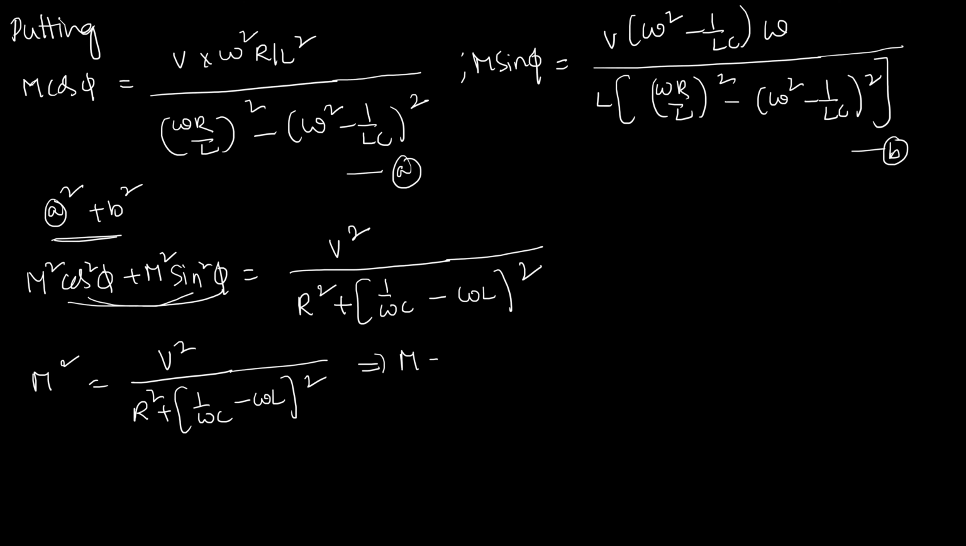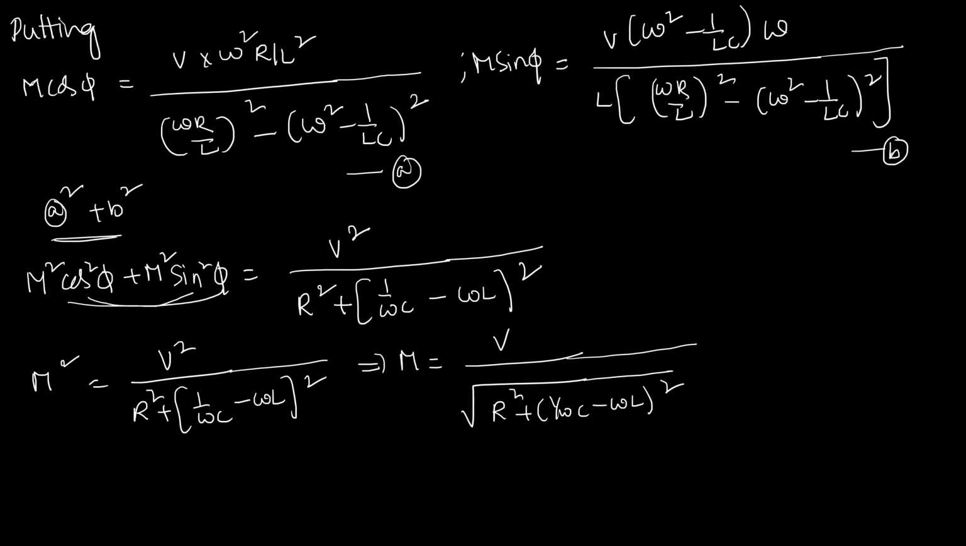Okay, so I want M. So then what I should do now? So take the square root on both sides. So there you get V by root of R square plus (1 by omega C minus omega L) square. Okay, in this way we can find M value.